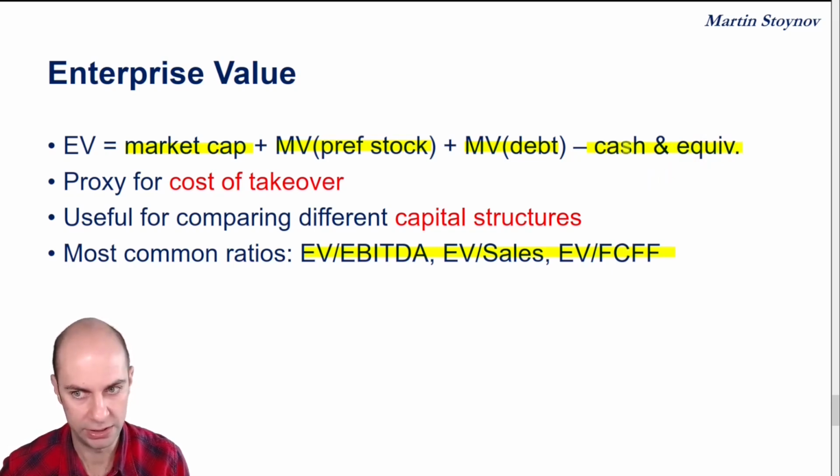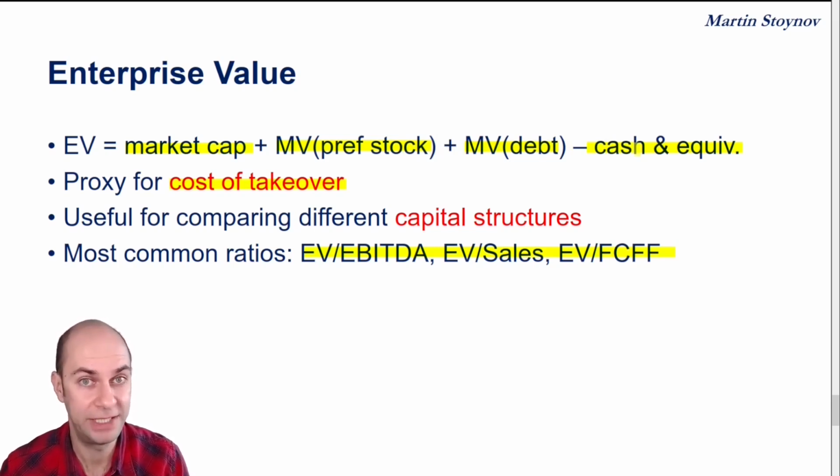Why do I need to subtract the cash and cash equivalents? A good way to think about it is that enterprise value is a proxy for the cost of a takeover. If I need to take over a company, I'm buying their equity, I'm buying their debt, but at the same time, I am acquiring their cash.